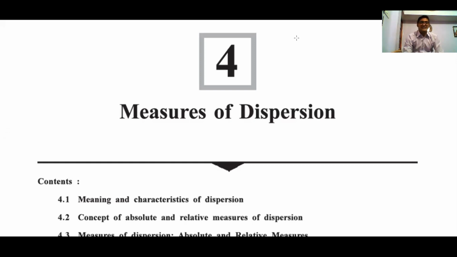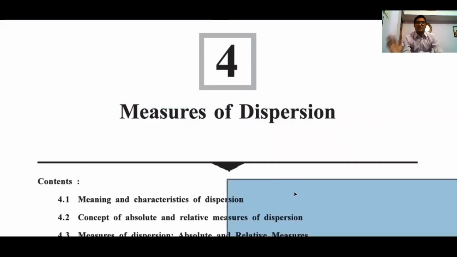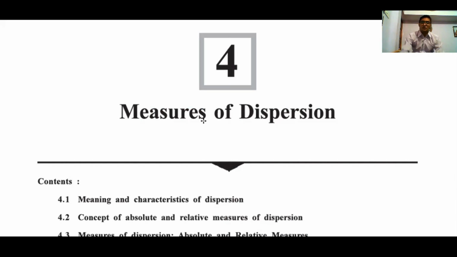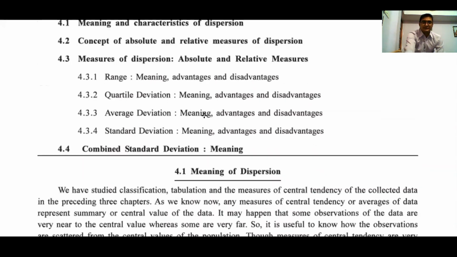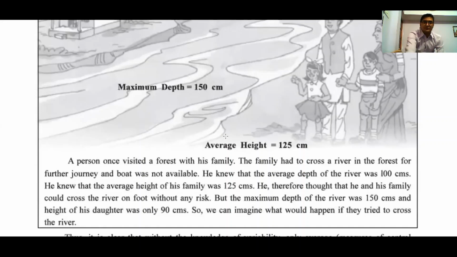Today in Standard 11 Statistics subject, I am going to start chapter number 4, Measures of Dispersion. In earlier sessions we have completed the full syllabus of the first term of accountancy, and in statistics we have already completed up to chapter number 3. Today we are going to start chapter number 4, Measures of Dispersion. Here, first of all, we have to understand the meaning of dispersion.